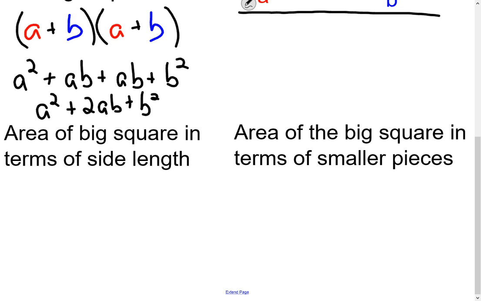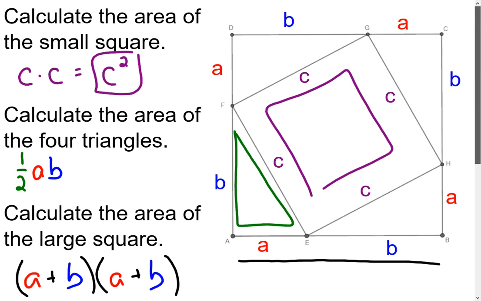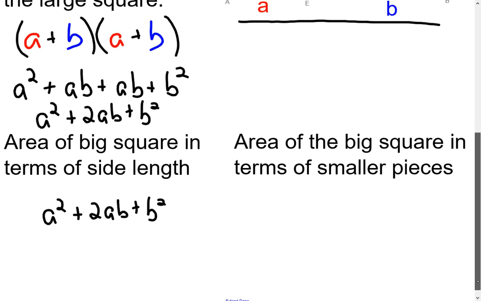First, the area of the big square in terms of the side lengths, well, that was this piece right here. So if I just clone it, I can bring that right down. But then I have the area of the big square in terms of all the smaller pieces. When I look at the smaller pieces, I have the little square inside, and then I have 4 of those triangles. We have the area of the little square here, and we have the area of the little triangles. I'm going to bring that down here.